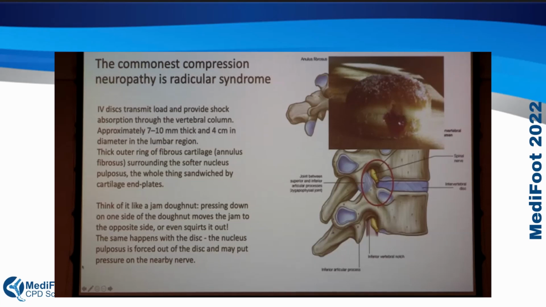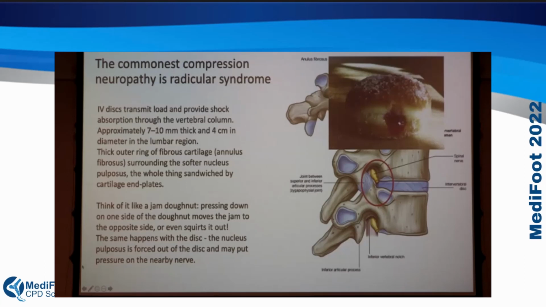But either way, if we go back to this diagram here, think about it. This disc is sandwiched between bone, non-movable. There are ligaments running all the way down here and all the way around here, non-movable. The only space for it to go into is here. That's the only free bit.